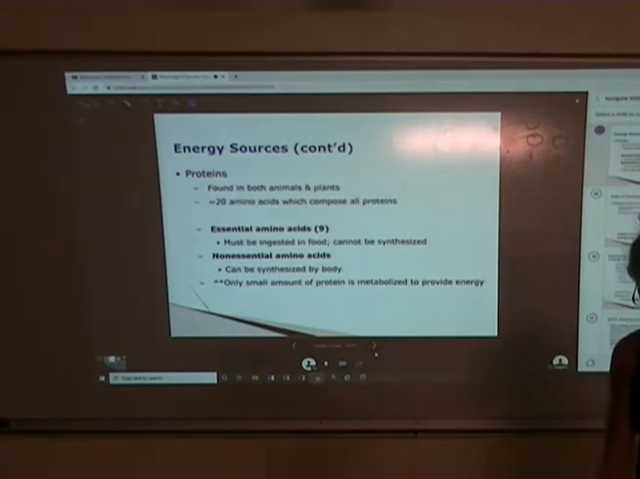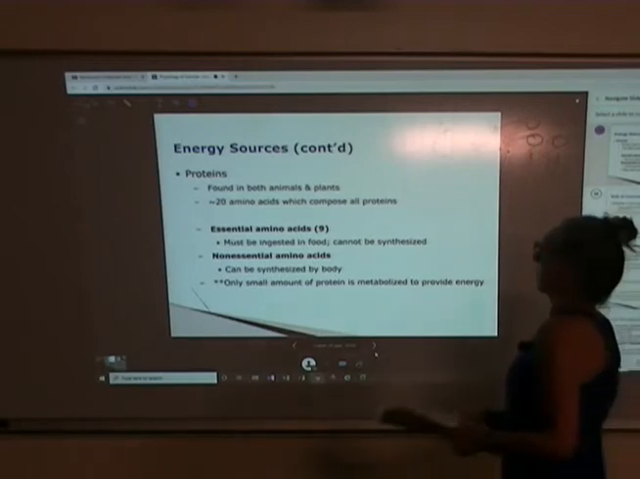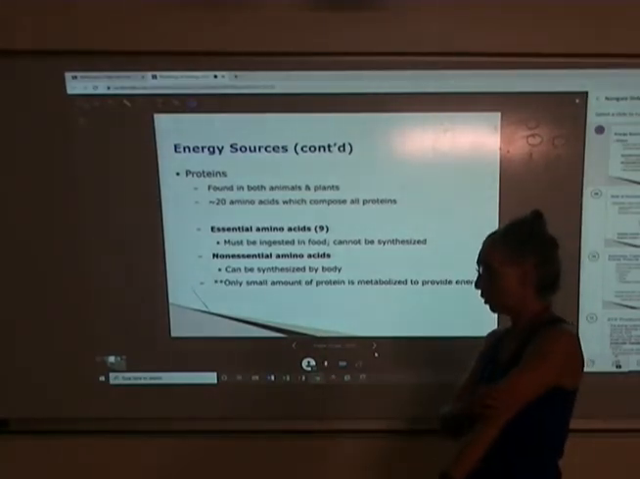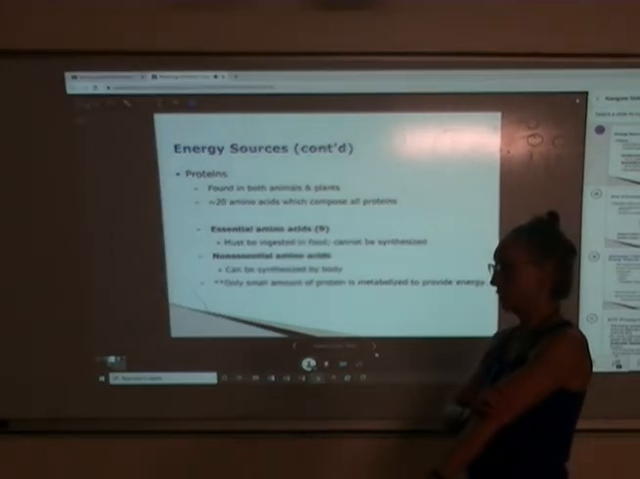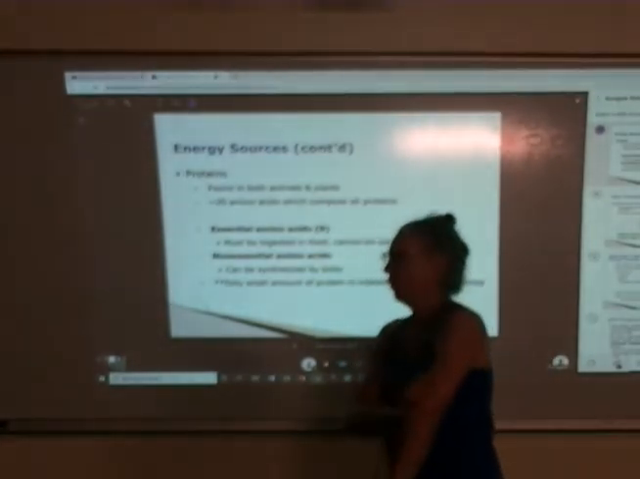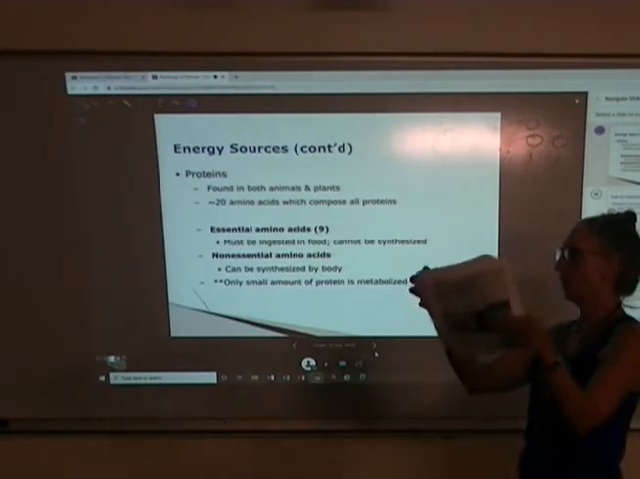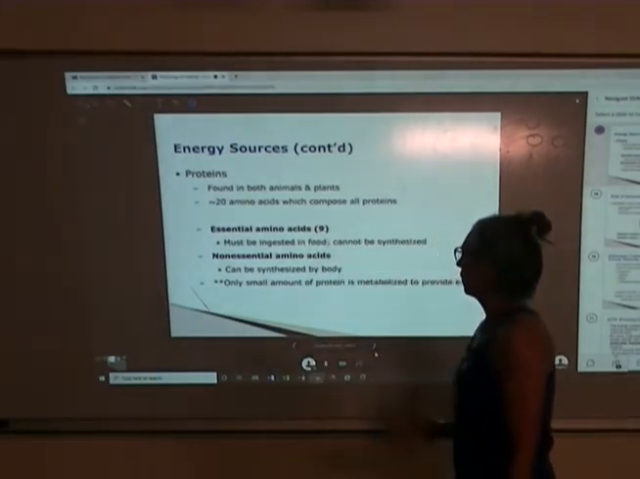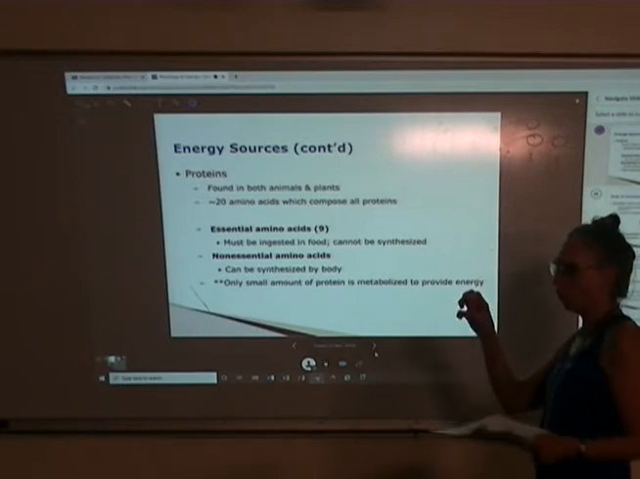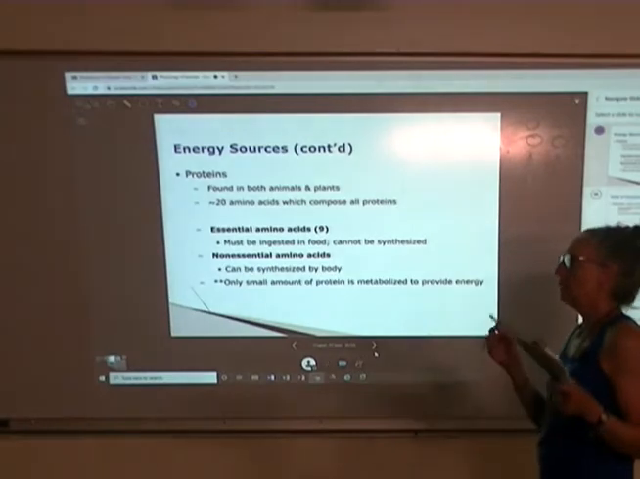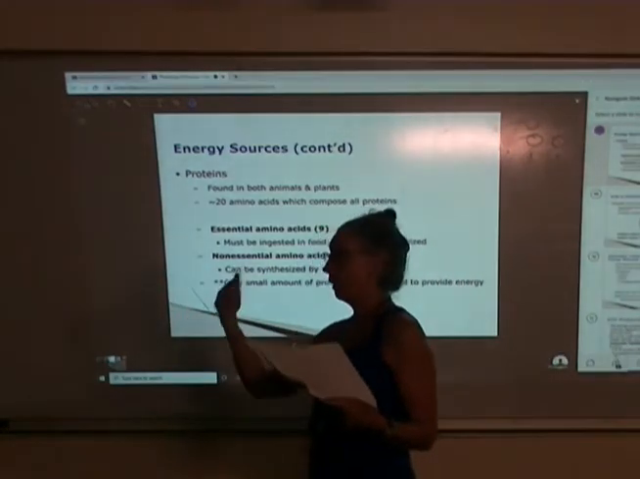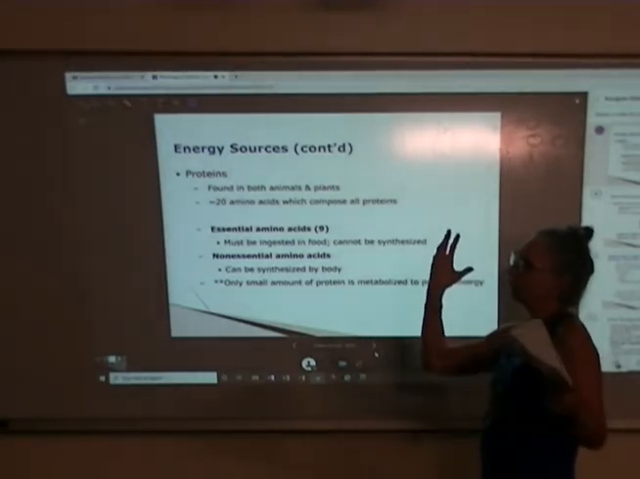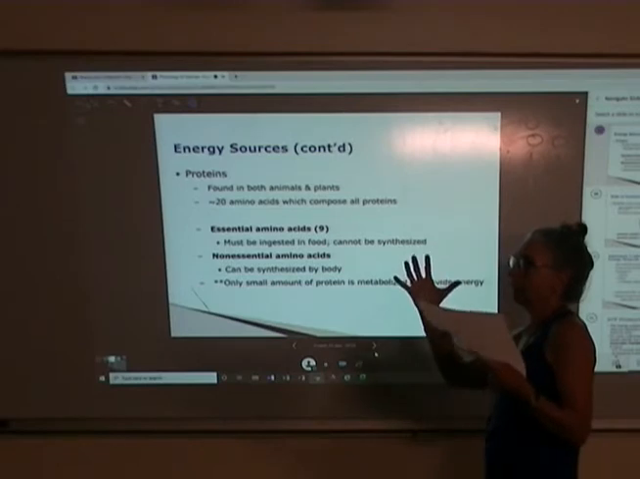Okay, third source, proteins. It's easiest to get complete proteins from animal sources, but there are plant sources of protein as well. There are somewhere around 20 amino acids, and the amino acids are the building blocks of a protein molecule. What we have to think about with proteins is that their main job is not providing energy. Their main job is fixing things, building things. Hormones are proteins.